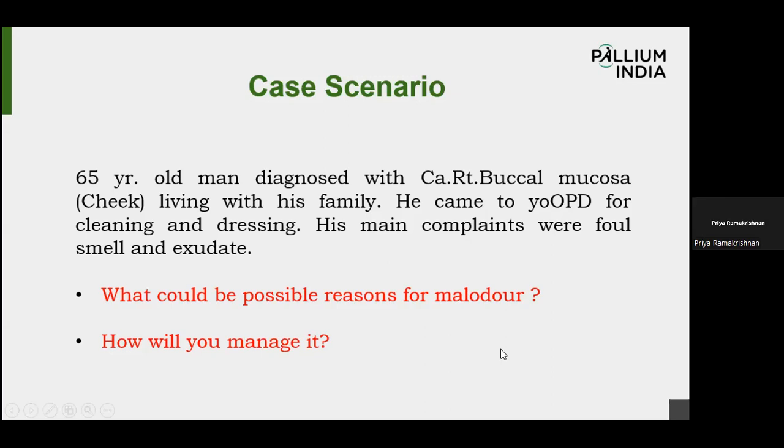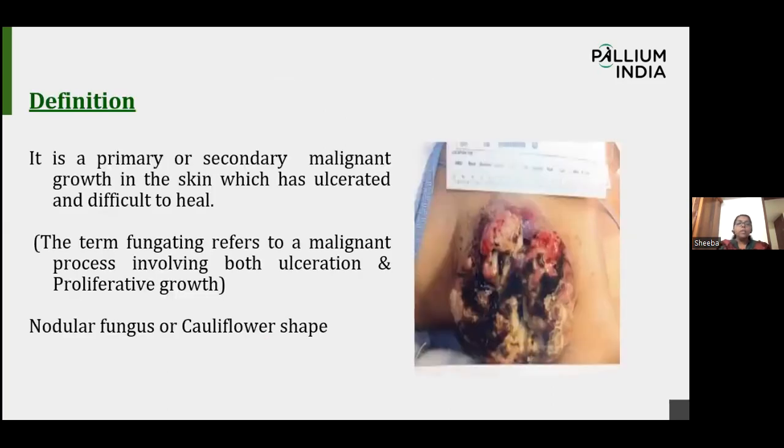Fungating mass. Okay. Infection. What is happening here? Because of a lot of necrotic tissue in the fungating ulcer, it can cause bad malodor. Another cause is stale exudate; if dressings have been left in place for a number of days, they can cause malodor. So the management, you all know that.